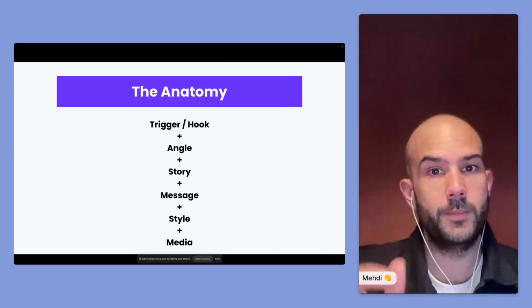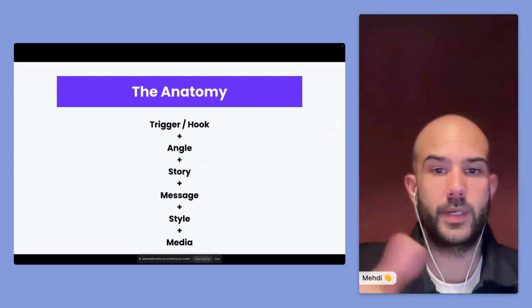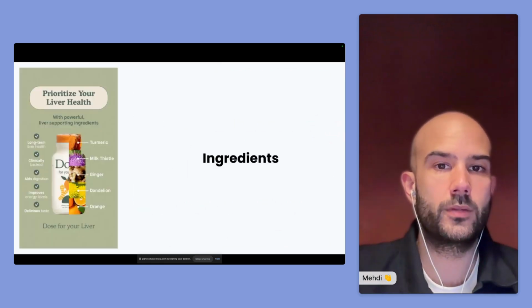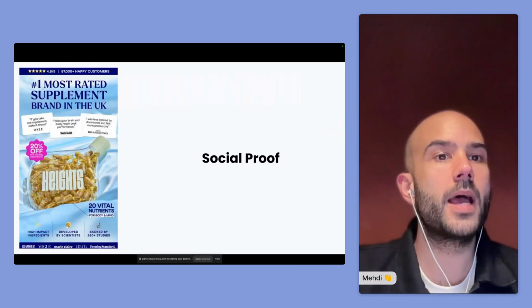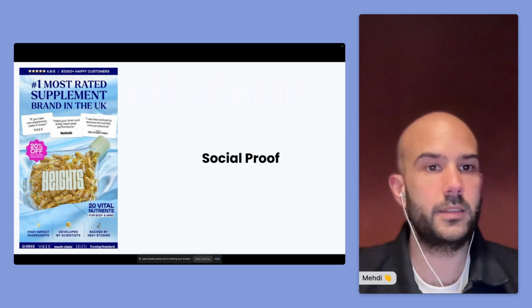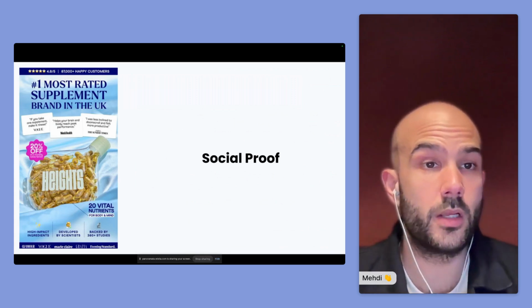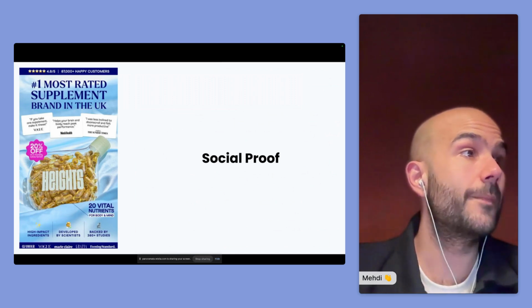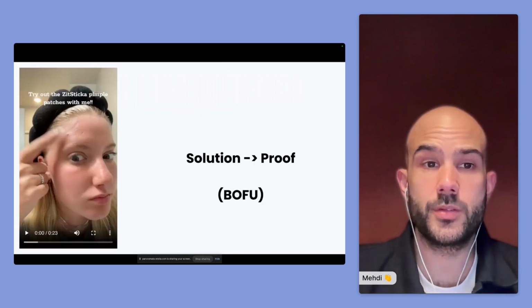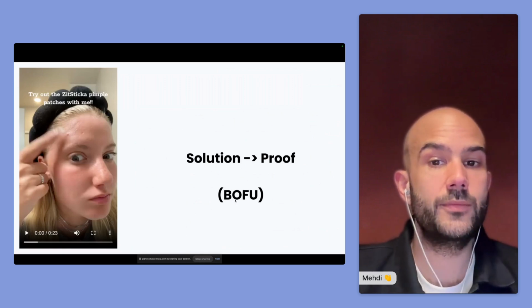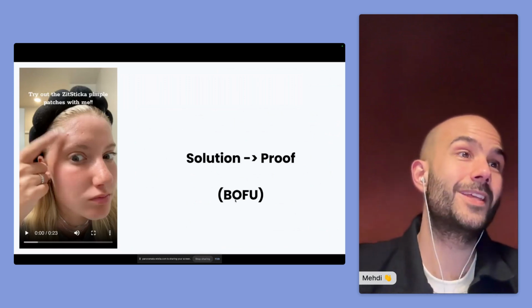You can just change one parameter, whether it's the trigger, the angle, the story, or we're going to see the rest as well. And you'll land with a totally different ad at the end. And that change only can actually multiply and change a lot of your ad performances. So social proof, we've seen problem solution. Here it's the reverse, mostly for the bottom of the funnel audience, as we've said at the beginning.